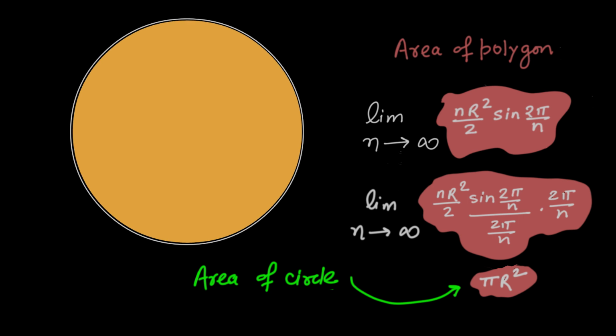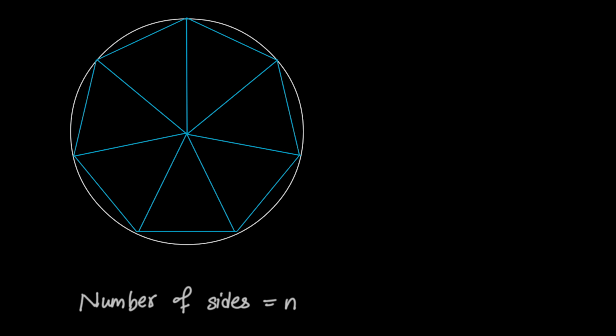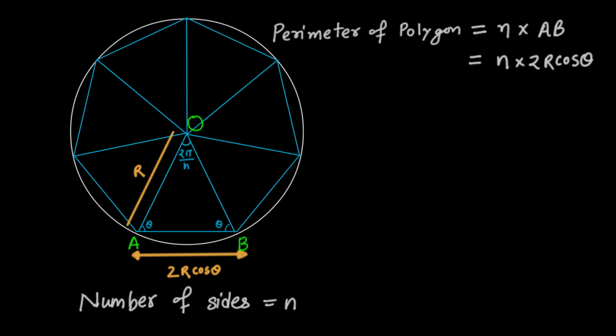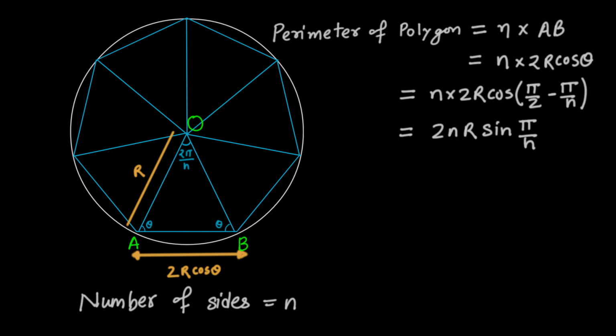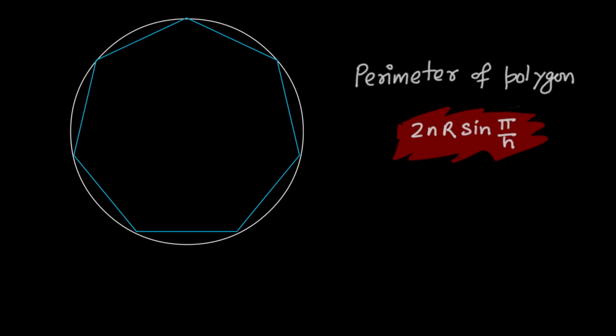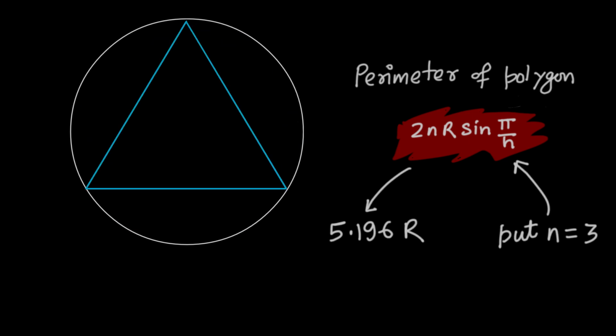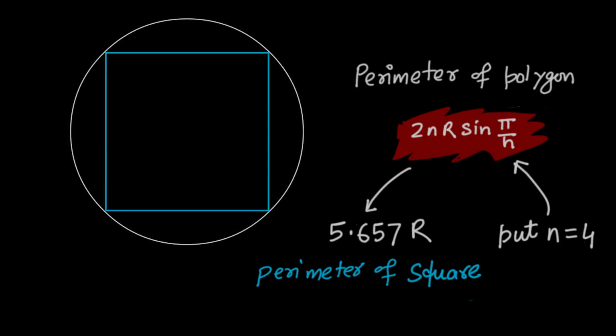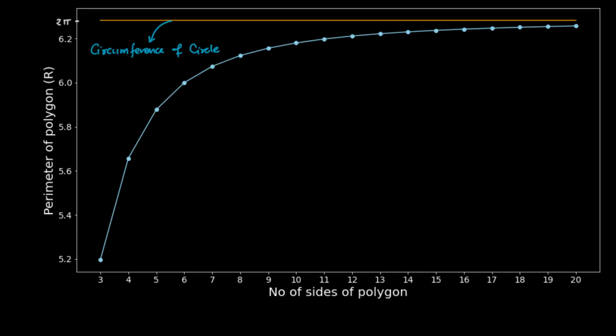In the same way, we can find the circumference of a circle. This length will be 2r cos theta. So the perimeter of the polygon will become n times this length. For different values of n, we can get the perimeter of polygon from this expression. Put n equals 3, you will get the perimeter of triangle. Put n equals 4, you will get the perimeter of square. As we increase the number of sides, see how the perimeter is increasing.